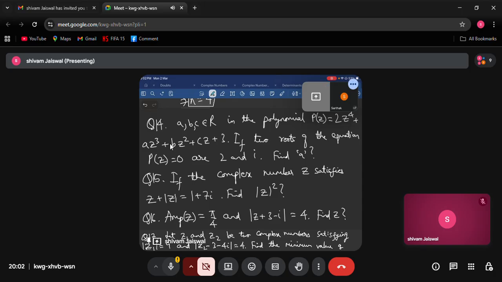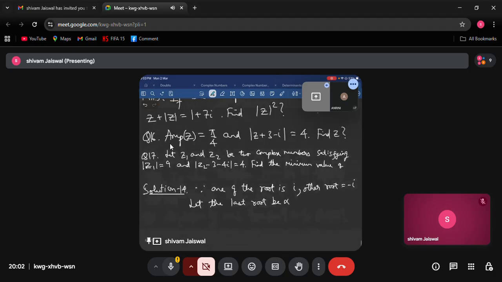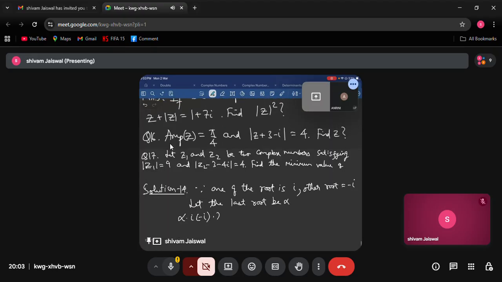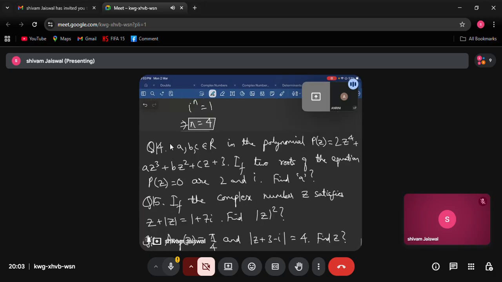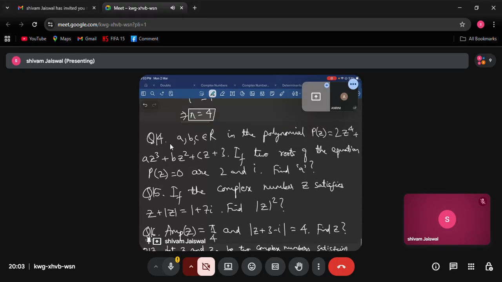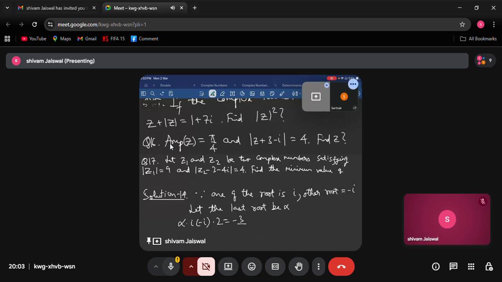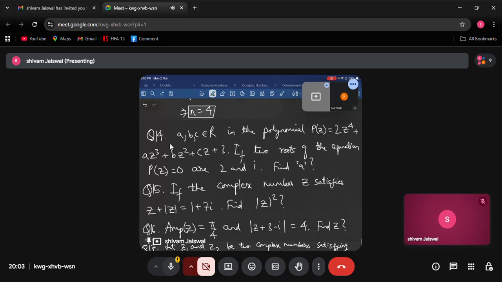Which relation should we use between coefficients and roots to determine the value of alpha? Product. Very good. So the product of the roots, that is alpha into iota into minus iota, is equal to the product relation. Sarthak, do you remember? Product of all the roots will be equal to minus d by a. Yes, sir.